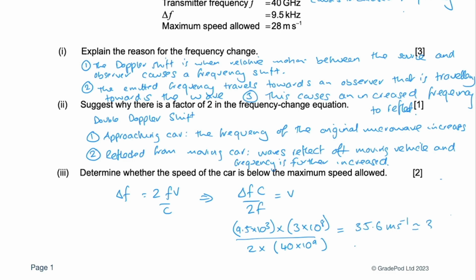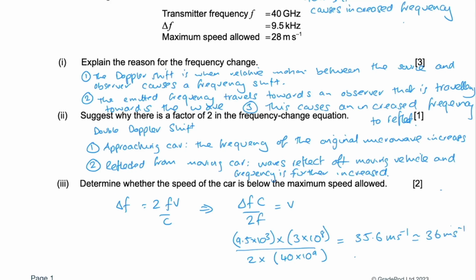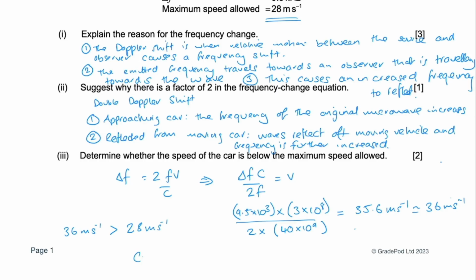We're going to take that to 2 significant figures. We can see that the maximum speed allowed is 28 meters per second, so 36 meters per second is greater than 28 meters per second. Car is above maximum speed.